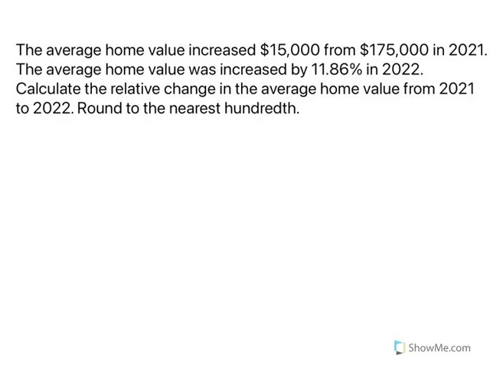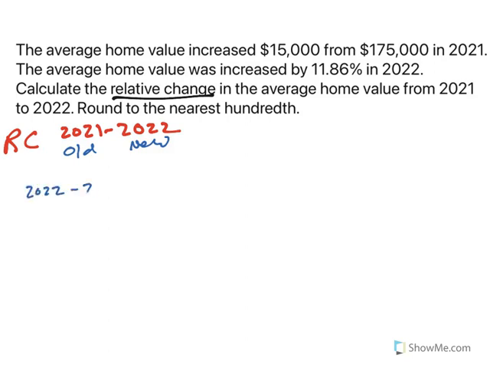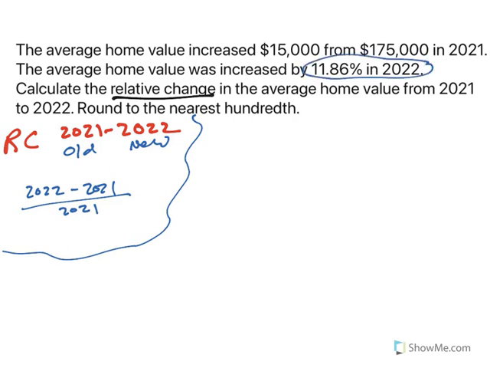Now, if we think about relative change, relative change from 2021 to 2022, that means 2021 is old, 2022 is new, and so to find relative change, I would take the value for 2022 minus 2021 all over the value for 2021, right? That's the idea. Well, we know in 2022 we have a percentage, and in 2021 we are given an absolute change and an old or a reference value.